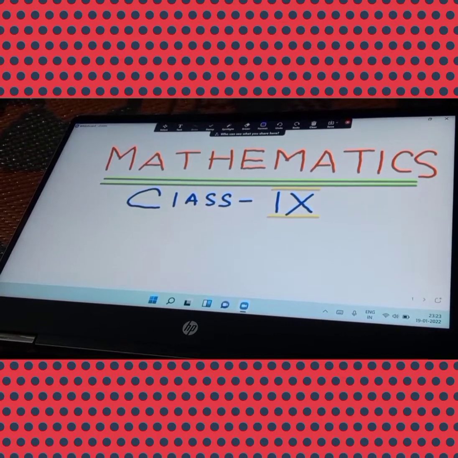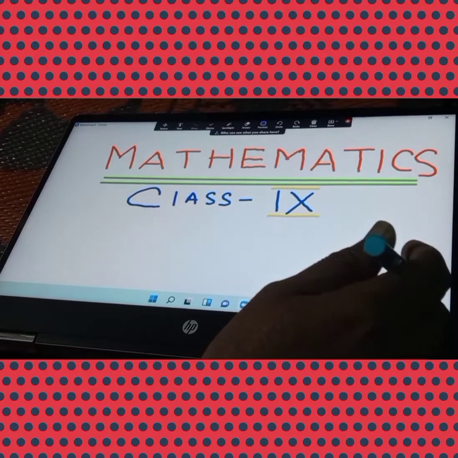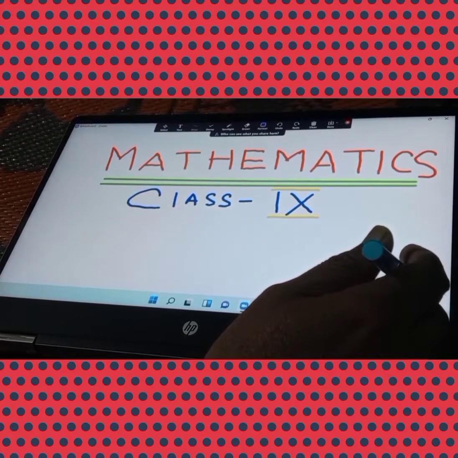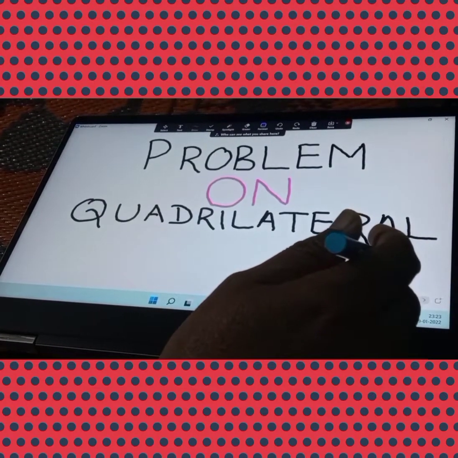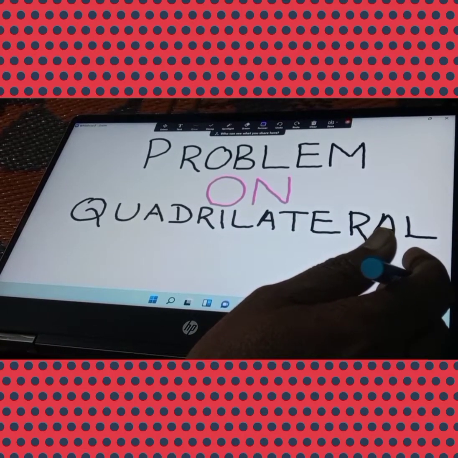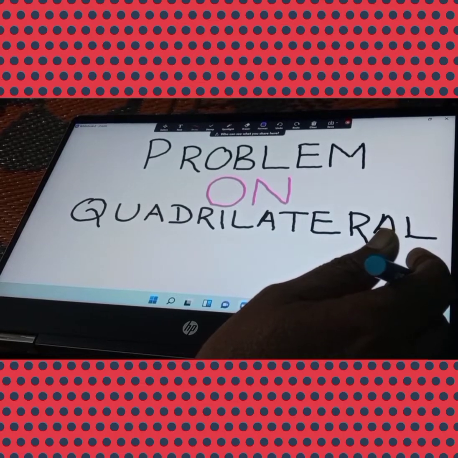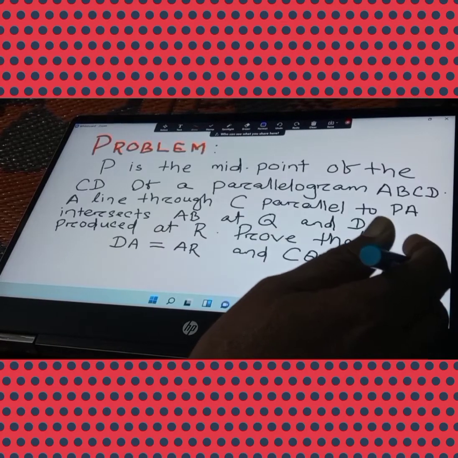Here I am going to discuss a problem based on your chapter quadrilateral. It is one of the interesting questions, and I am going to discuss it using the midpoint theorem and the converse of the midpoint theorem. A problem based on quadrilateral. Shall we see? Yes, let's see the problem. What is the question? Let's see.